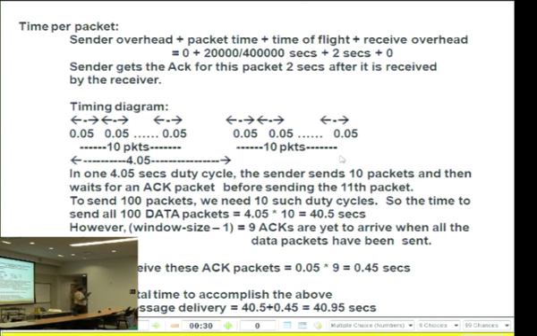Well, if there's only 10 packets that I want to send, then it is going to take 4.05 plus the 9 acknowledgement packets to come back, right? And that is 4.5, right? So that's the amount of time it will take.